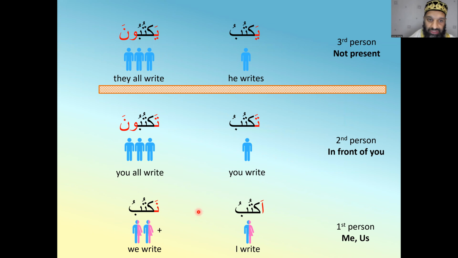This is another way of representing the information I've just said. Aktubu, I write. Naktubu, we write. For second person, it begins with ta. Taktubu, you write. Taktubuna, you all write. And then on this particular instance, I put a brick wall there, which shows you that now you're talking about yaktubu, him who's not present in the room with you. He's not present, can't hear you. So yaktubu and yaktubuna. I don't know if that brick wall helps, but I just put it in.